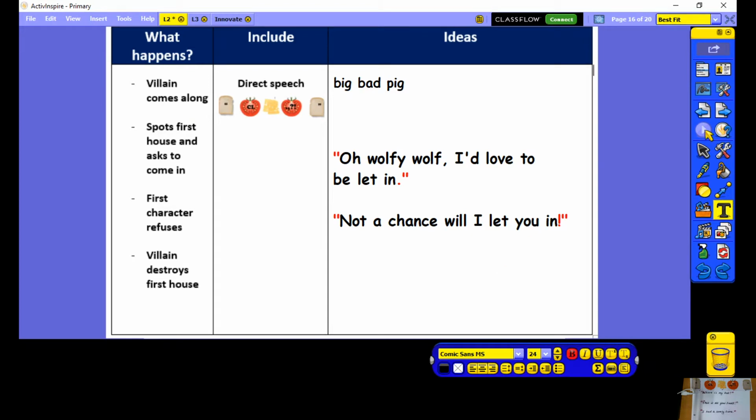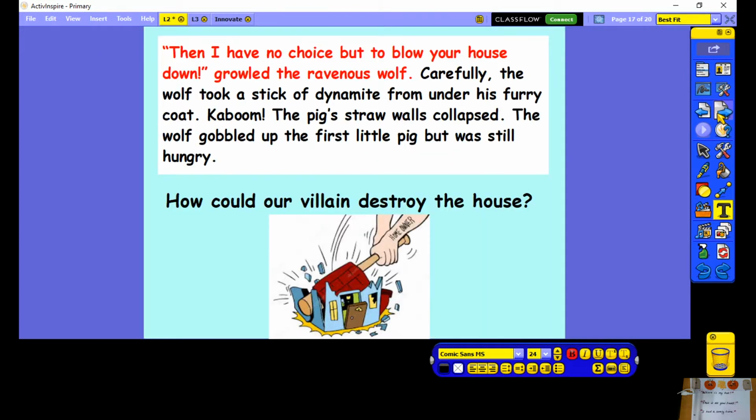Now, here's the fun bit. How is your villain going to destroy the house? So in the story of the three little pigs that we read, he had no choice but to blow the house down with some dynamite. Now, this is how we are going to change it. How is the wolf, or the pig, sorry, going to destroy the first two houses? So have a think, pause the video here, and have a think of the most inventive way that your villain could destroy your homes.